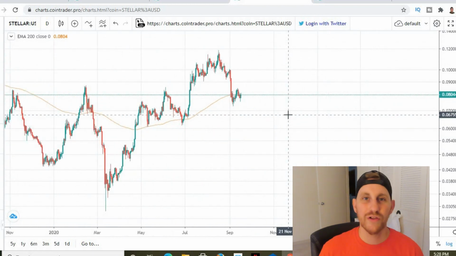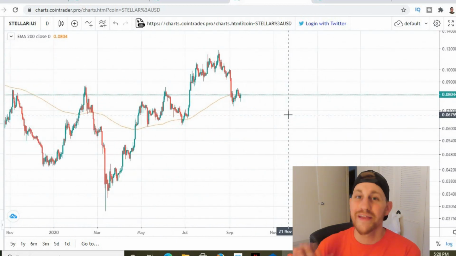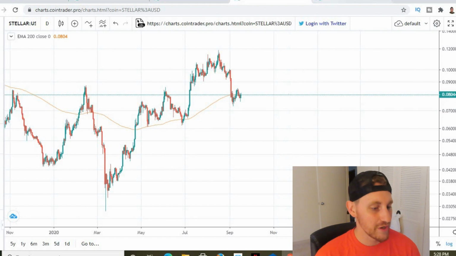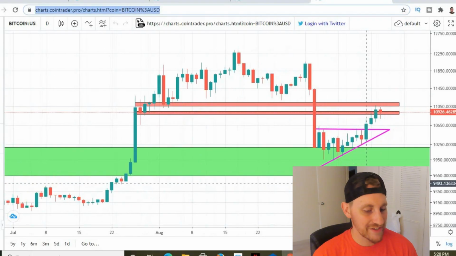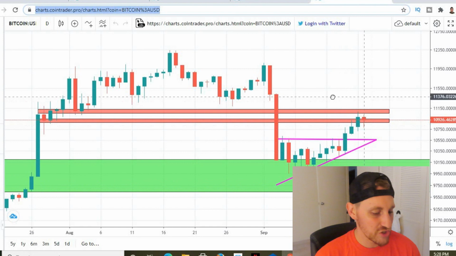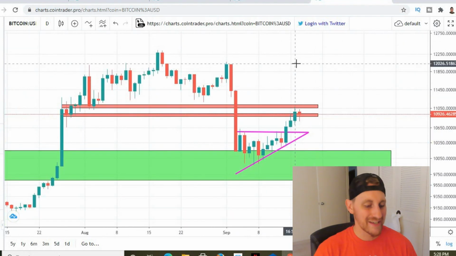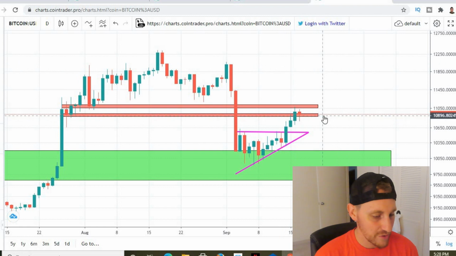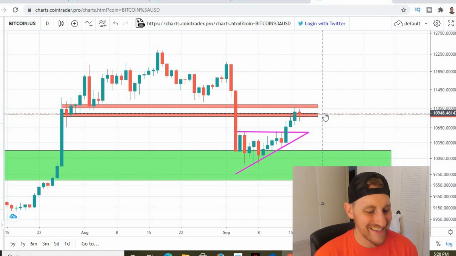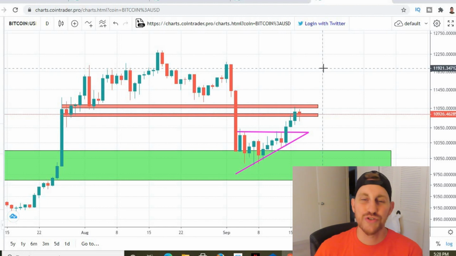So we're going to take a quick look at Bitcoin like I do at the end of all my videos, right, guys? So on the Bitcoin chart here, this is kind of the same chart I had last time. Not much has really changed. We're just getting resistance on the second red box. And what I want to see is this first red box at about 10,850 to 10,900 act as new support, right?